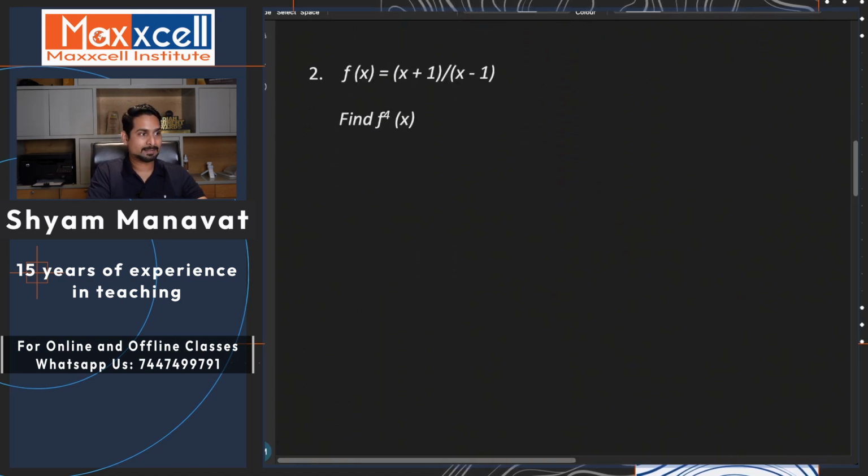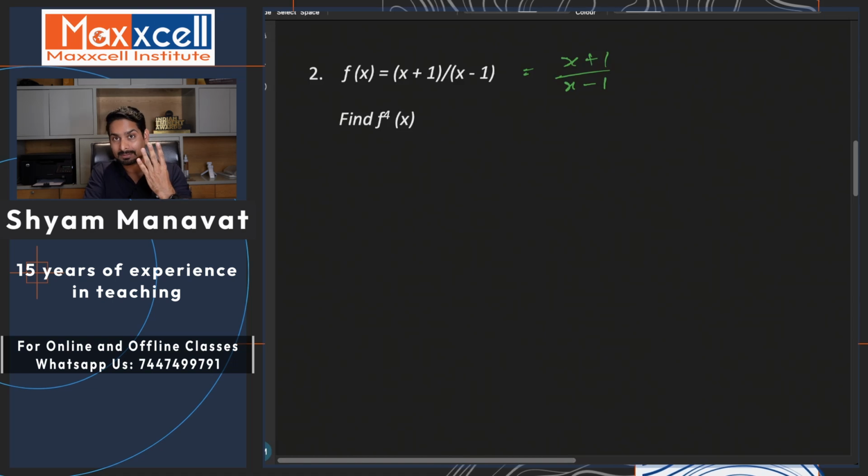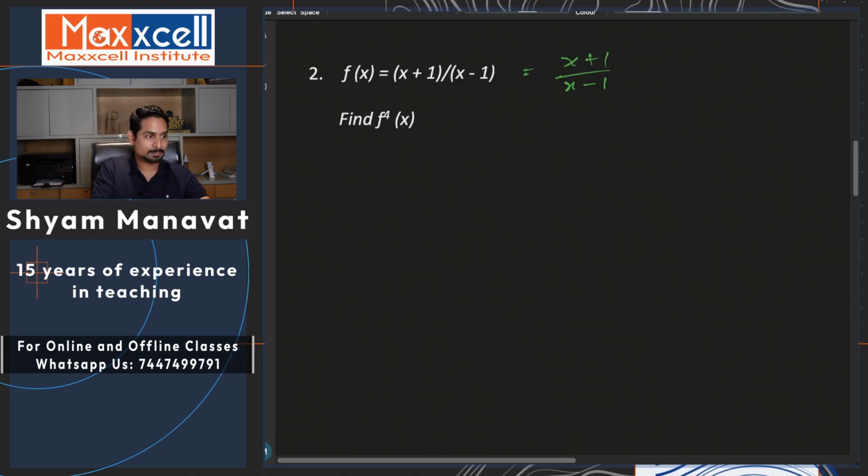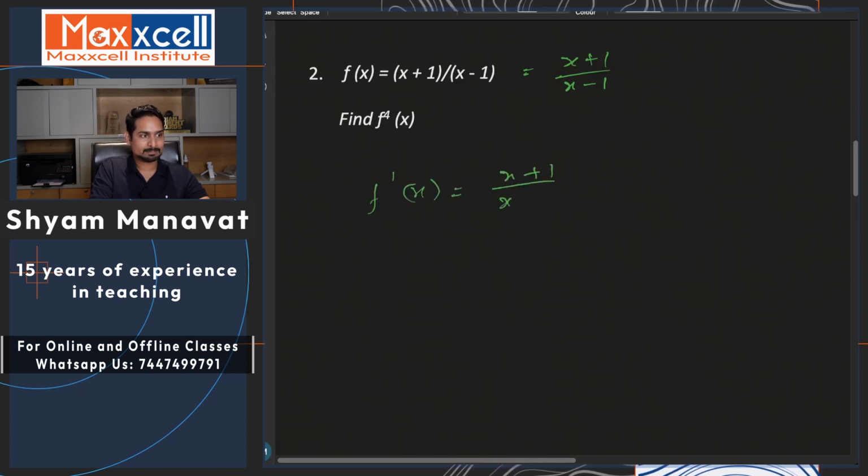Here we have the function as (x plus 1) by (x minus 1). And what do we need to find out? We need to find out the fourth iteration of this function. Let's see how it works. Now, the first iteration is the function itself. That is nothing but (x plus 1) by (x minus 1).